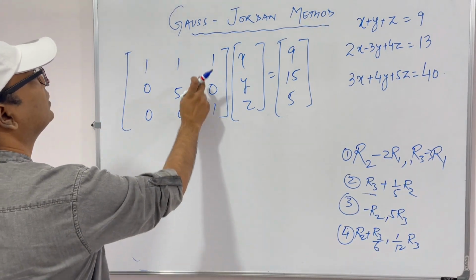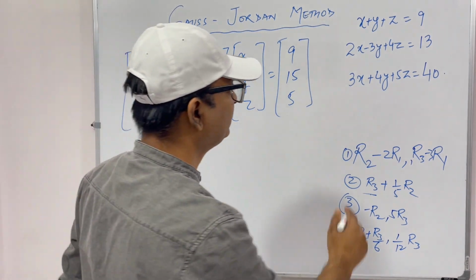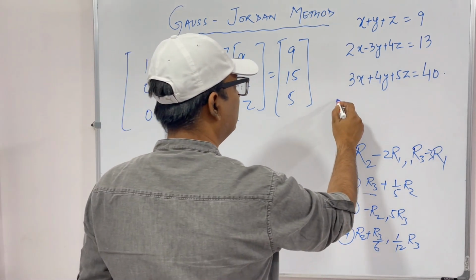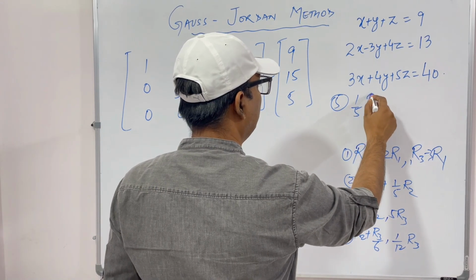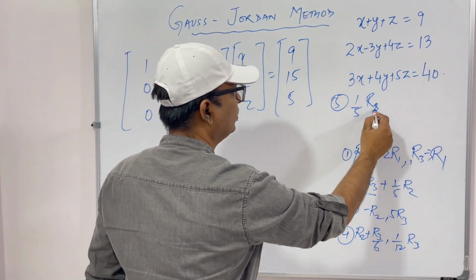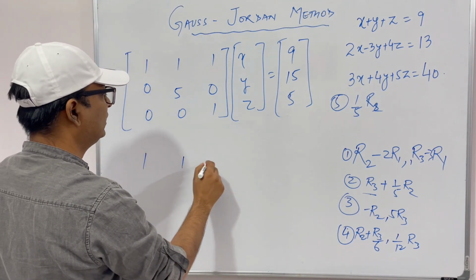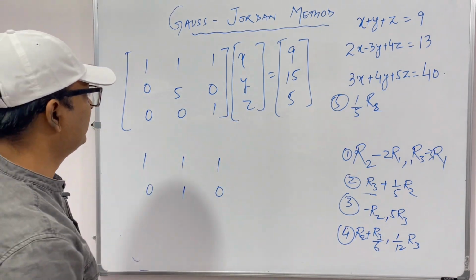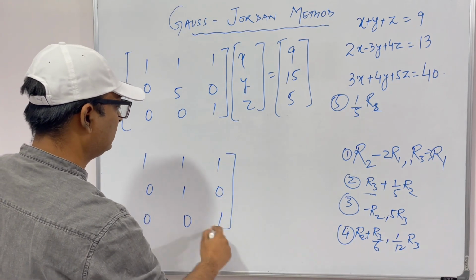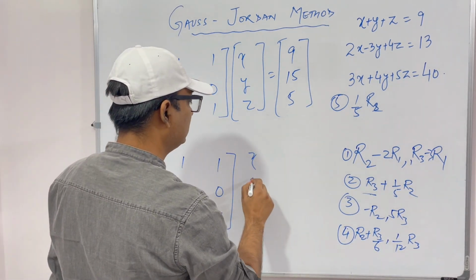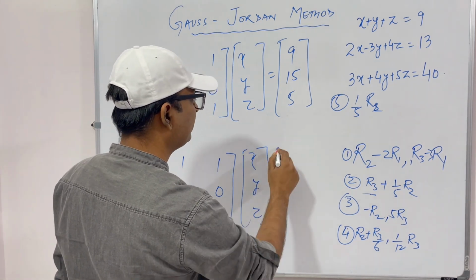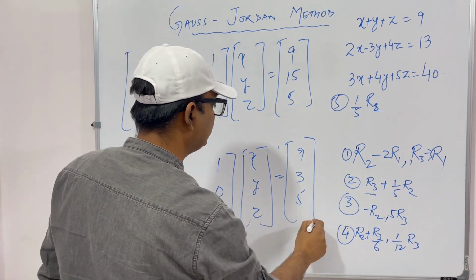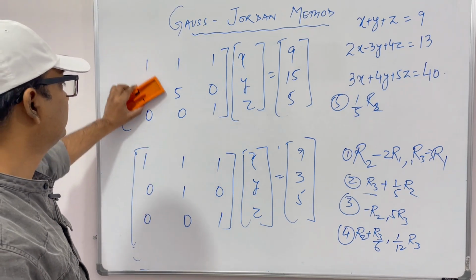Now, what to do? Let's make it 0. How? First of all, we'll have to make this 1. How can we make it 1? Fifth operation, multiply R2 by 1 by 5. Then this will be 1, 1, 1, 0, 1, 0. We have multiplied R2 by 1 by 5. So 0, 0, 1. This is X, Y, Z equal to 9, 1 by 5, that is 3, 5. Okay, this is our equation.